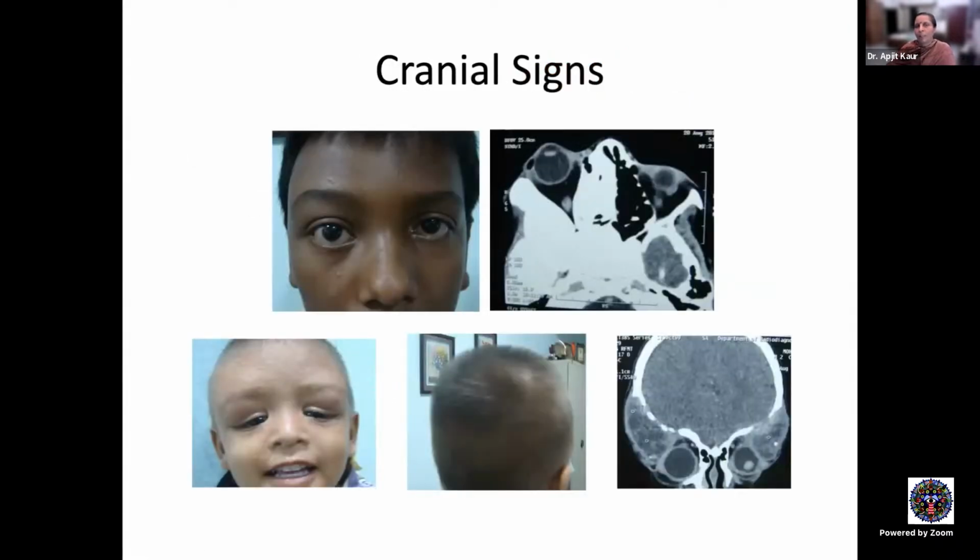So let's go through some cranial signs. You see this forehead? Fullness of the forehead. This eye is pushed downwards. There is a fullness in the superior part. The glabella is full. Radiology shows you a huge fibrous dysplasia. Can you see this? Everything is white here. Let's look at this child.